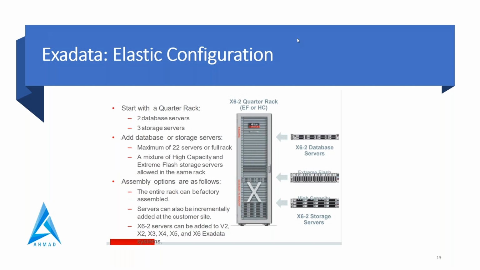Now this is the elastic configuration picture. So where you have quarter rack, 2 database server, 3 storage server, which I talked about, add database or storage server, assembly option. So these are the options you have. So basically this is X62.